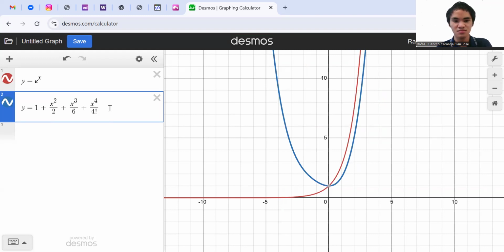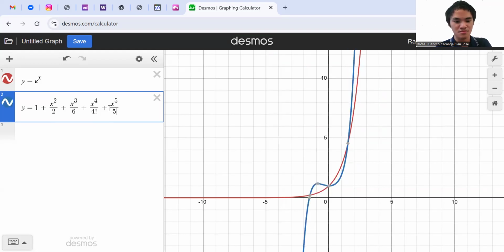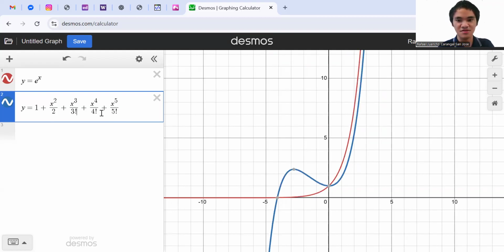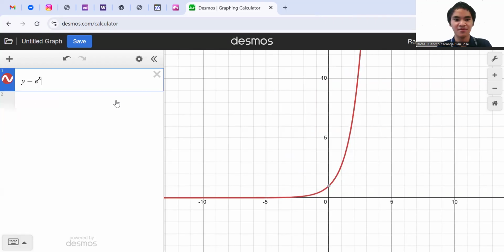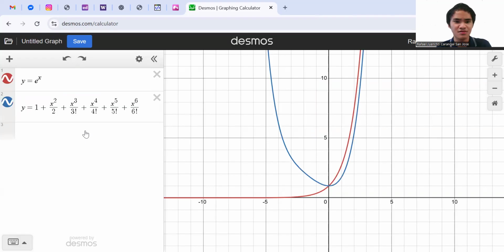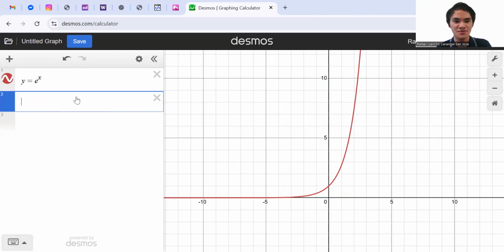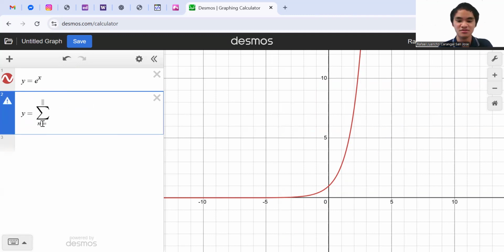Okay. Let's go all the way. Maybe a fifth, 5 factorial. Okay, this is 3 factorial. Let's keep going, 6 factorial. What's happening? Oh, shoot, I thought it out. Okay, let me do, can I do a summation here? Oh, there we go. That's better.